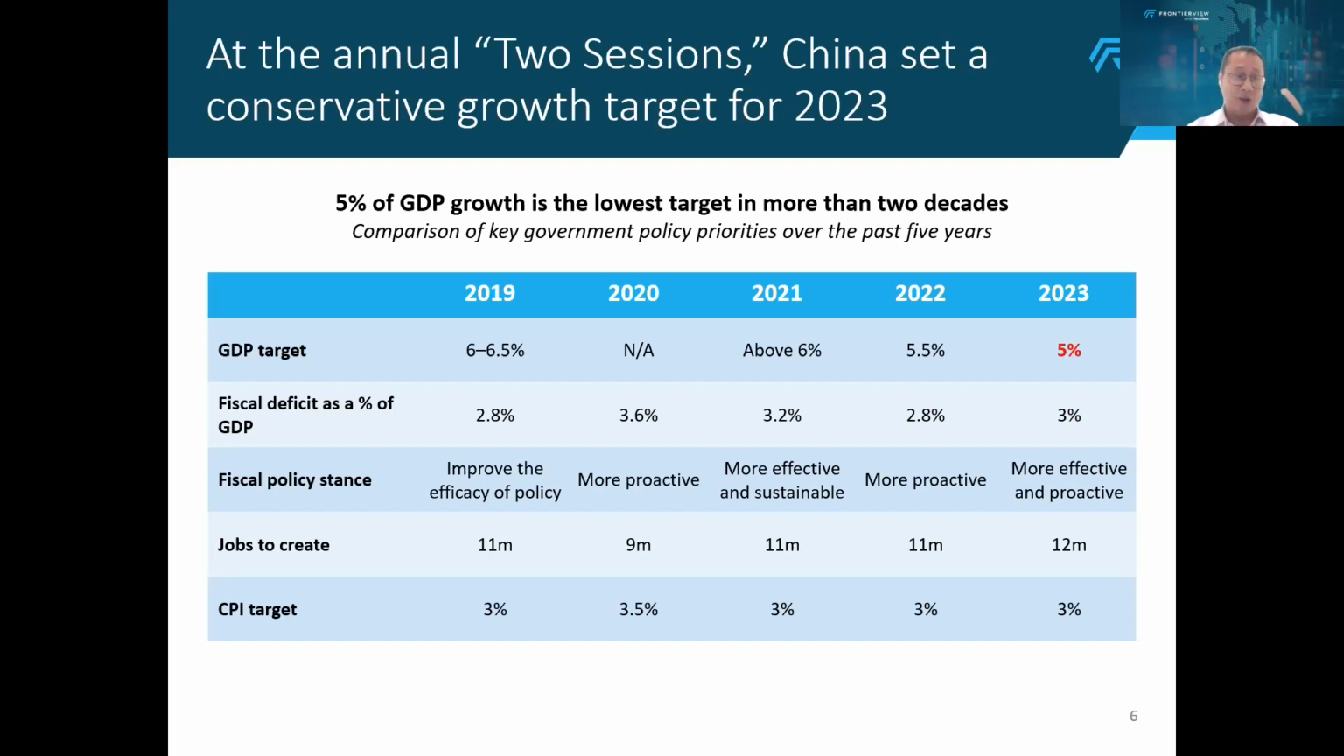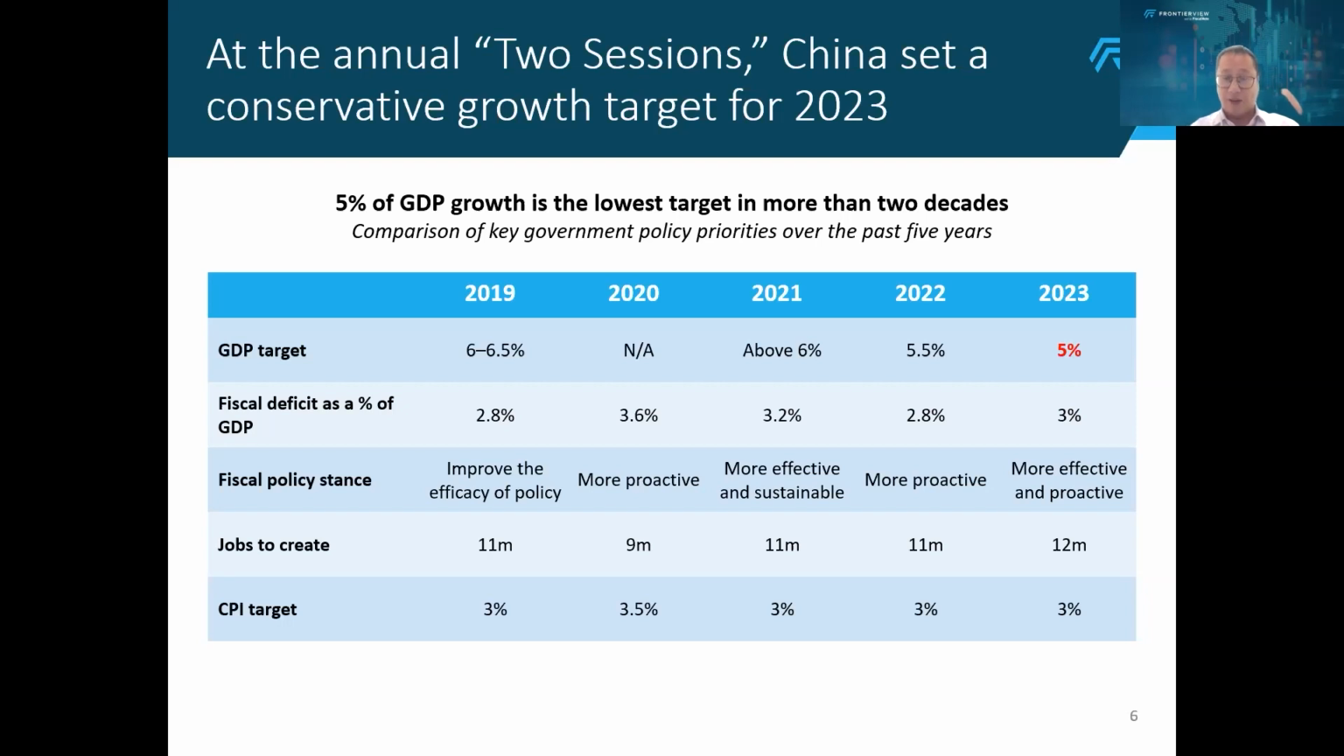There's also another goal catching people's eyeballs, which is the jobs to create, 12 million. Now, it looks like a lot, but don't forget there are going to be more than 11 million university graduates leaving campus this year and entering the job force. And last year, there were already over 10 million university graduates entering the job market, and about half of them are still without a job this year.